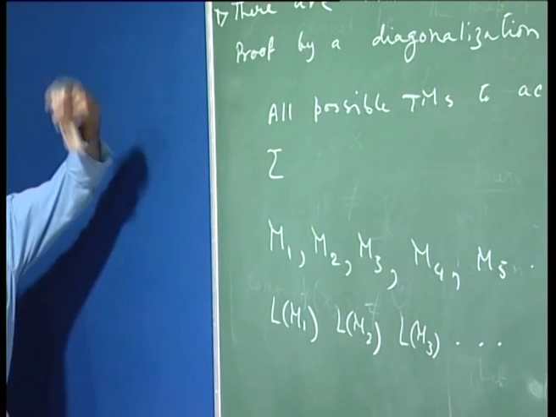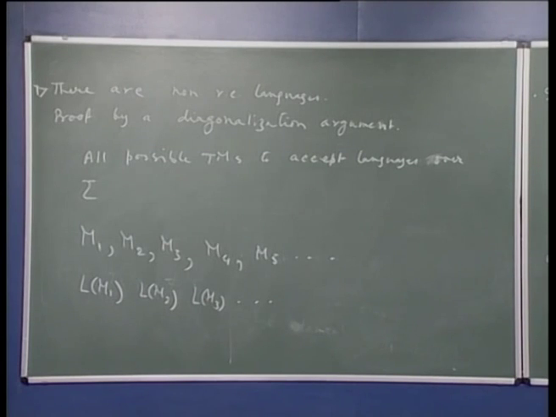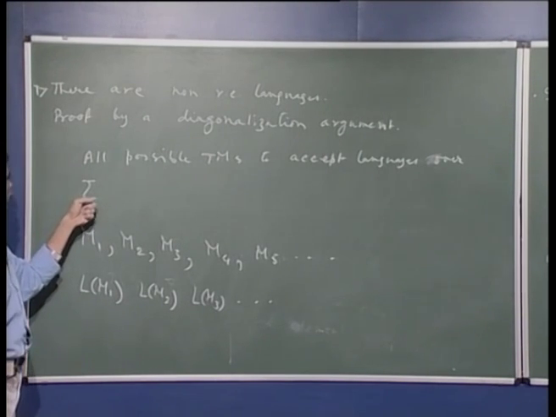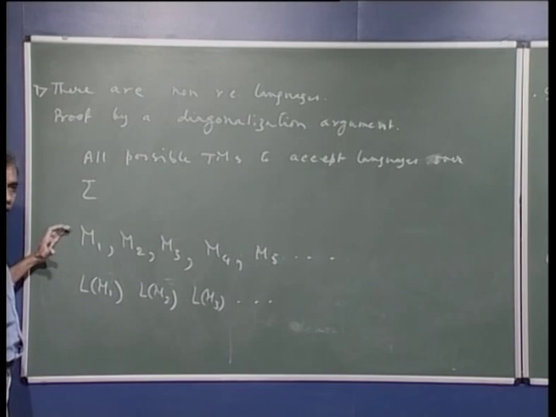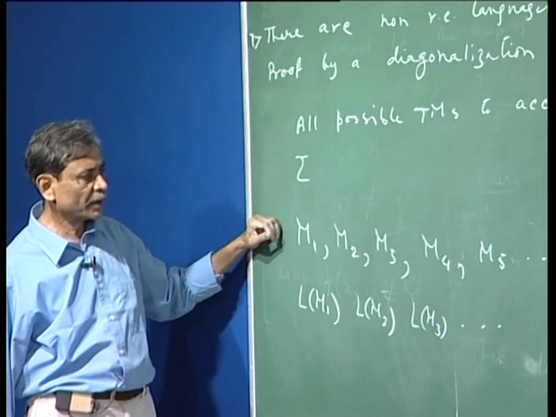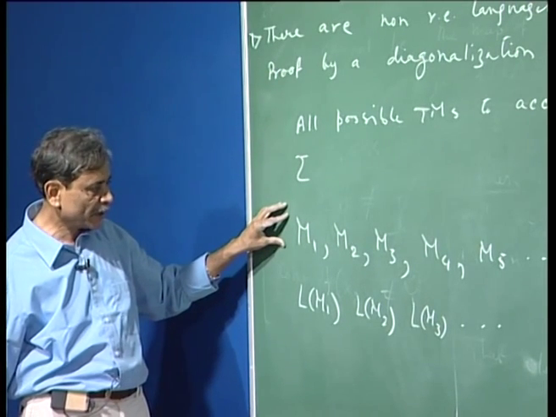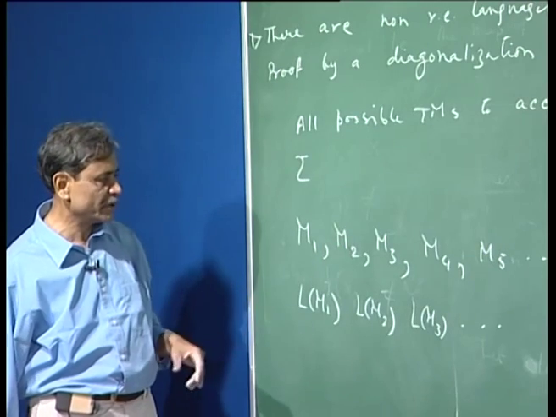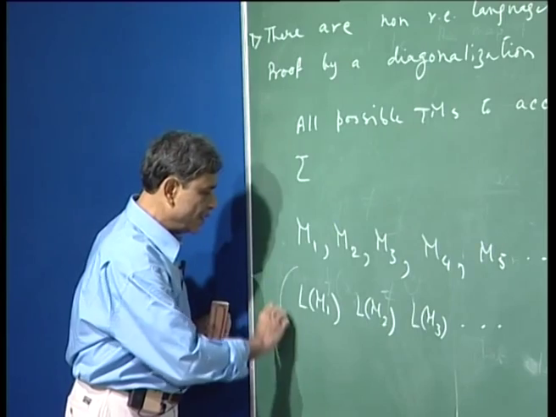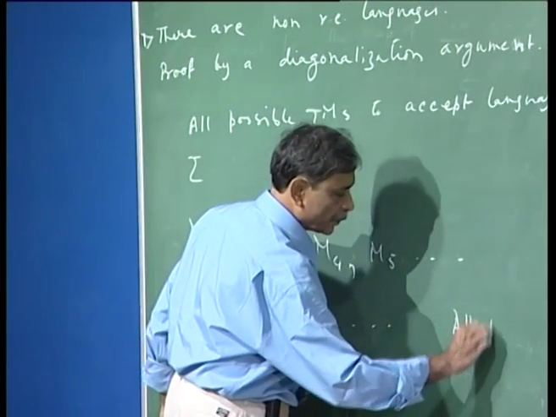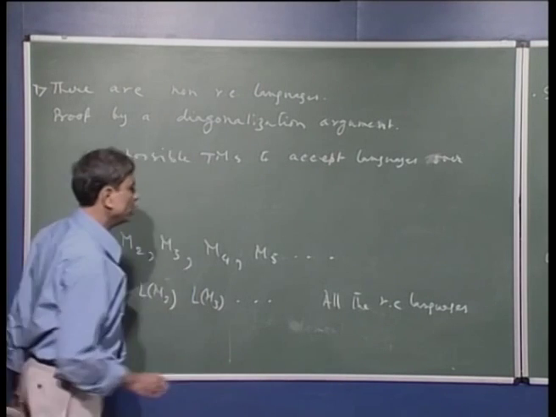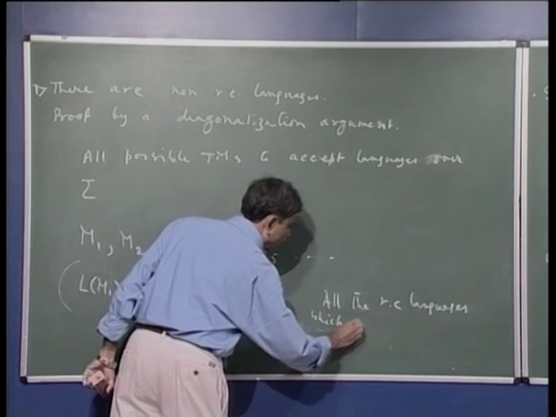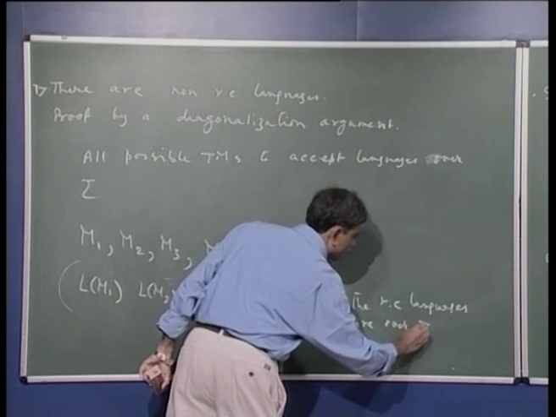And now, you want to prove that there exist non-RE languages. So, if a language over sigma is RE, then it has to be one of these languages, is it clear? Because these are the only Turing machines which will accept languages over sigma, and these are the corresponding languages recognized by each of these machines. So, essentially these are all the RE languages over the input alphabet sigma.